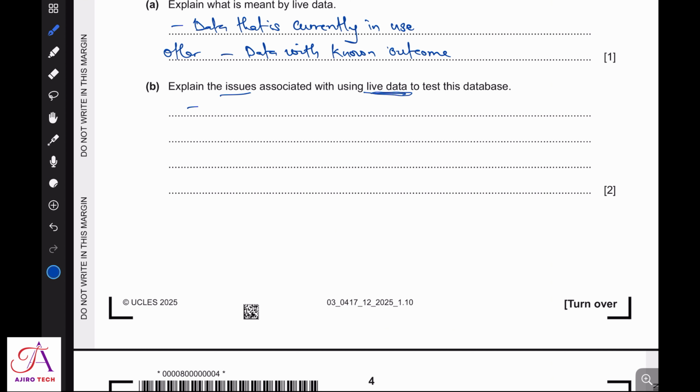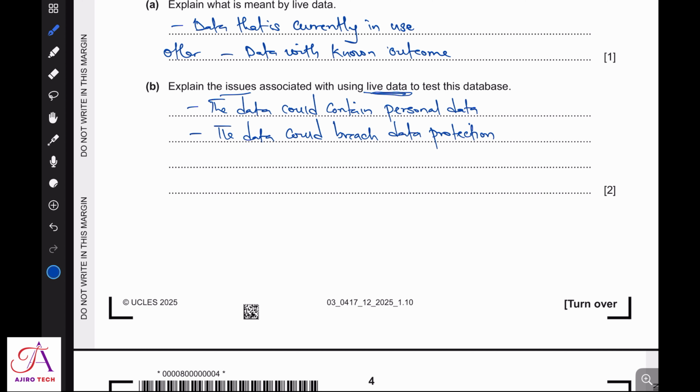So the data could contain personal data. Okay, and also the data could breach the Data Protection Act. And you see that in chapter 10. Sorry, no, chapter 8. Sorry.